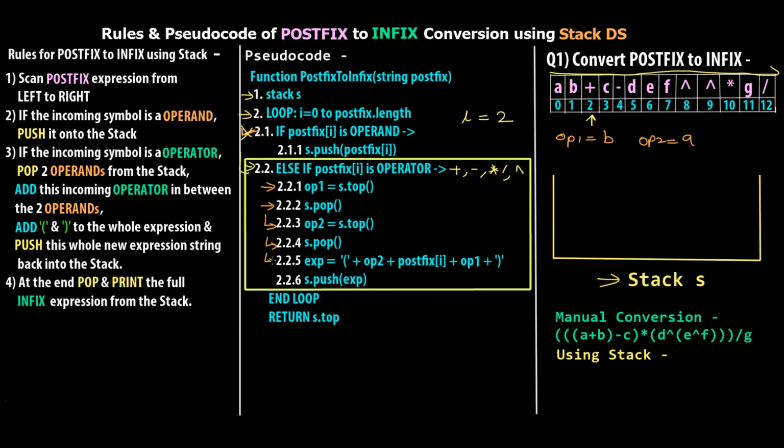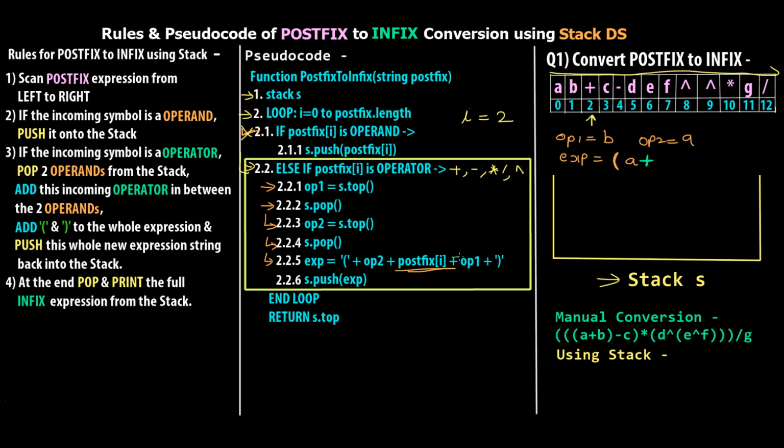Moving on, at 2.2.5 we say exp is equal to this opening bracket. Then we have to append. So this plus is just for appending, okay? op2. What is op2? op2 is A. So I'm gonna write A over here. Then we have plus postfix of I. What is postfix of I? Postfix of I currently is postfix of 2, which is plus operator. So plus operator will come in between. Let me write plus over here. Then again we say plus op1.